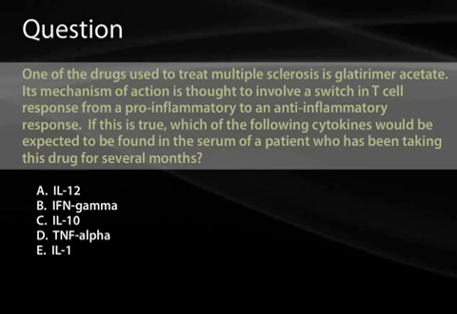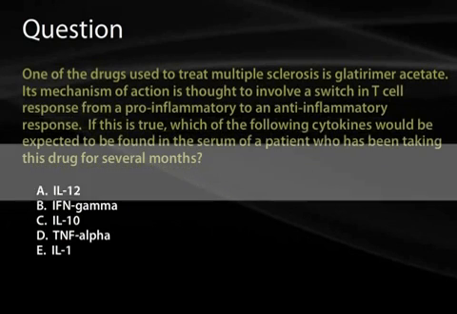So another question here. One of the drugs used to treat multiple sclerosis is glatiramer acetate. Its mechanism of action is thought to involve a switch in T cell response from a pro-inflammatory to an anti-inflammatory response. If this is true, which of the following cytokines would be expected to be found in the serum of a patient who has been taking this drug for several months? Is it A, IL-12, B, interferon gamma, C, IL-10, D, TNF-alpha, or E, IL-1?